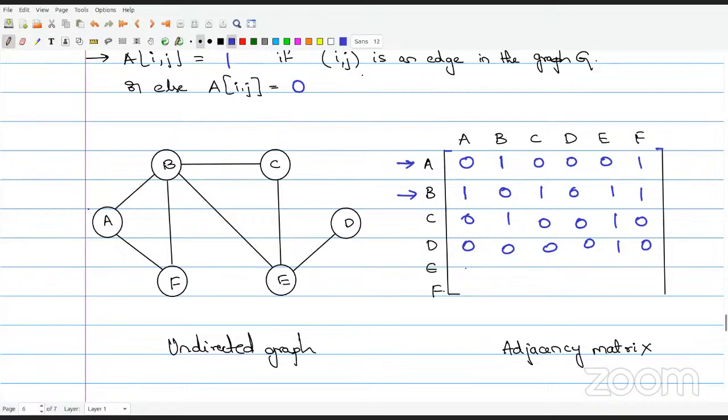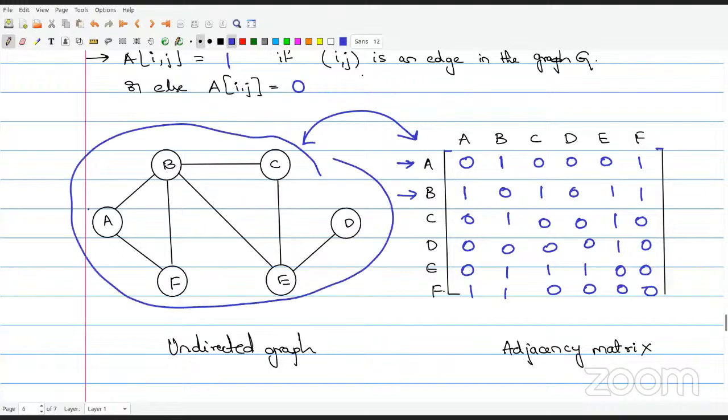Okay. So E. 0. Okay. So this is how the adjacency matrix is represented. So both are the same. This is for our understanding and this is for machine understanding. So if I give you a graph, you can compute the adjacency matrix. If I have given you the adjacency matrix, then you can draw the graph.